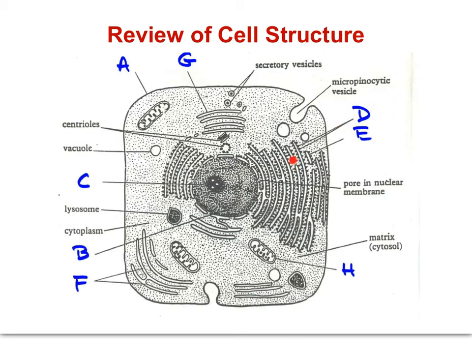D and E together is the endoplasmic reticulum and ribosomes, together known as rough ER. Protein is synthesized by the ribosomes and then modified and transported by the ER. F is smooth ER. Let's leave the function of smooth ER aside for now. G is Golgi. Golgi serves to modify and transport proteins.